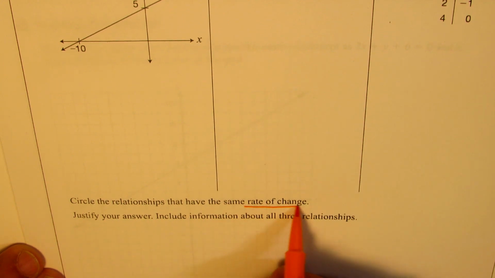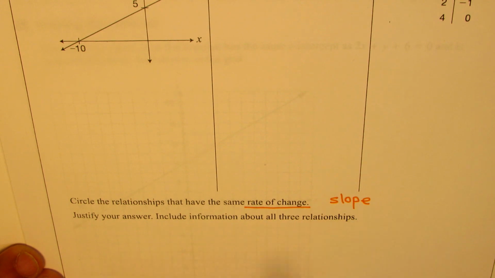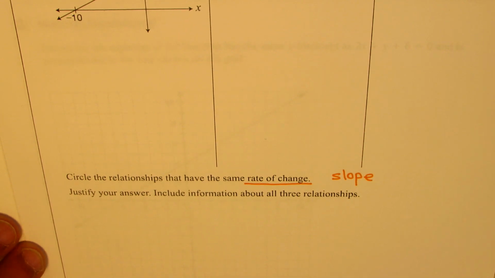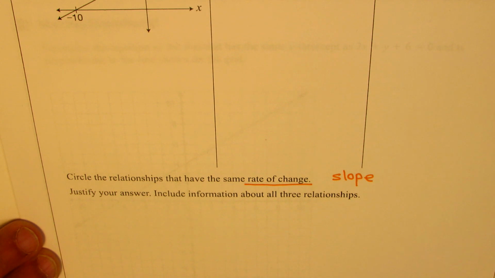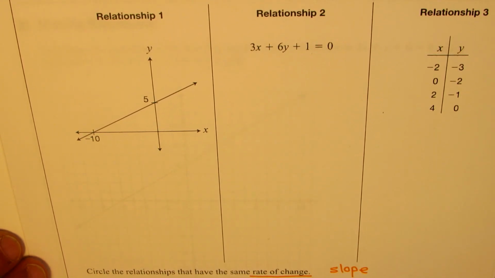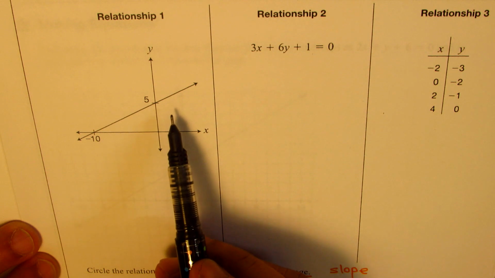So the rate of change is slope, right? So that means they have the same slope. Justify your answer. Include information about all three relationships, right? That's your question. Let us see how to solve this. So basically, we need to find the slope for all the three cases. And you'll also now learn how to find slope when a line is given to you.